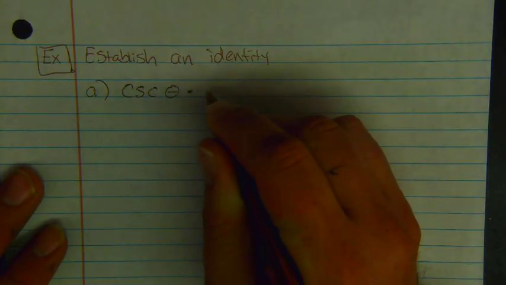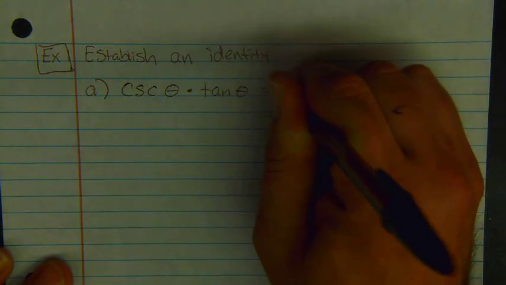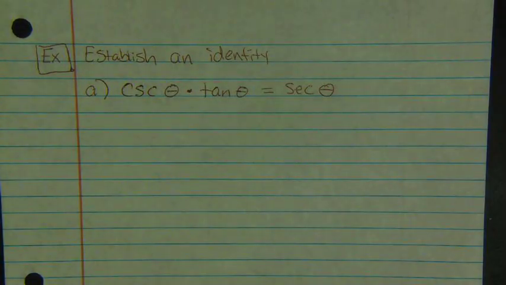Cosecant theta times tangent theta, and you are supposed to get from there to secant theta somehow. Okay? All right? So, a lot of times we don't know how we're going to get from the beginning to the end, like I said. But we do know stuff, so we start doing stuff that we do know, and then eventually we see how to get there.